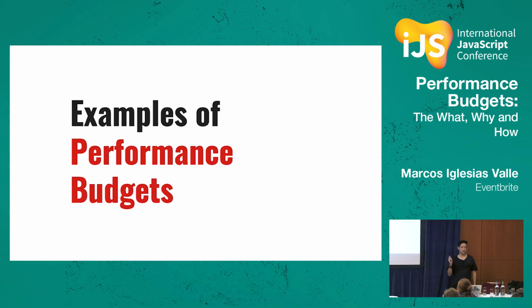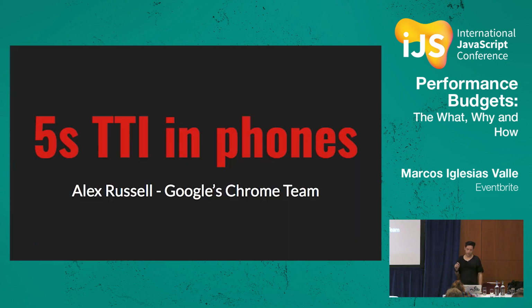Now, let's see some examples of performance budgets, like the one proposed by Alex Russell from the Google Chrome team. There was a 5 seconds time to interactive for phones in the first load. Also, they were trying to do this on 3G, not on Wi-Fi.